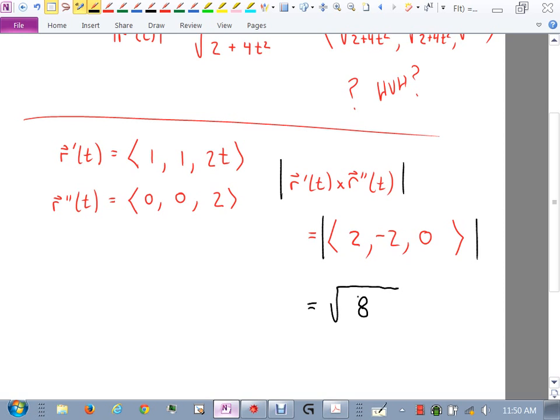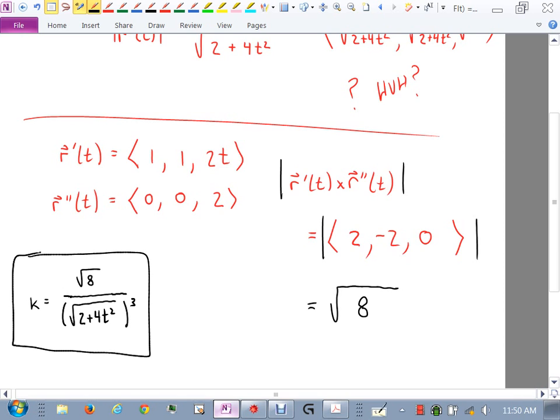And the only thing left to do is divide that by the magnitude of the derivative cubed, right? So I'm going to come over here and write down kappa. Kappa is equal to square root of 8 over, what's the magnitude of the derivative? It's this right here, right? That's your derivative. Magnitude of that was what? And we did that earlier, didn't we? But then take that and cube it. Agreed? We're done. That's the curvature. I don't have to go cube that or anything.